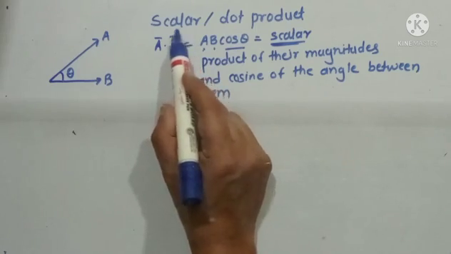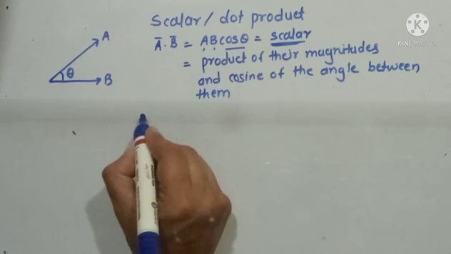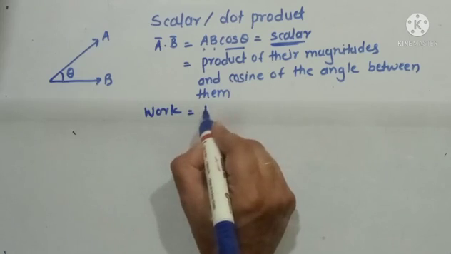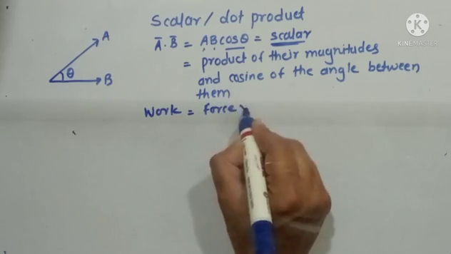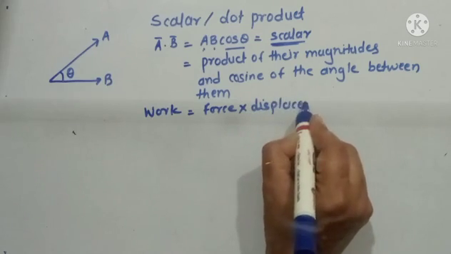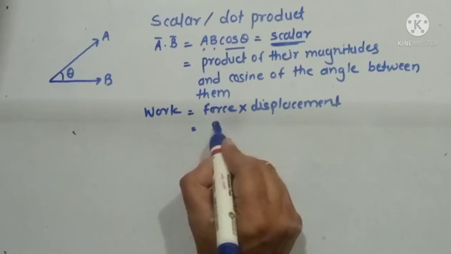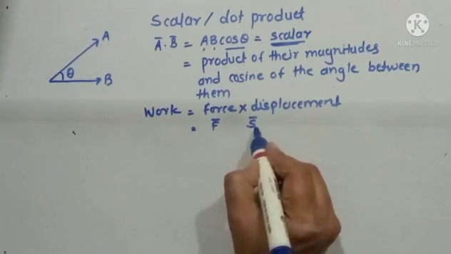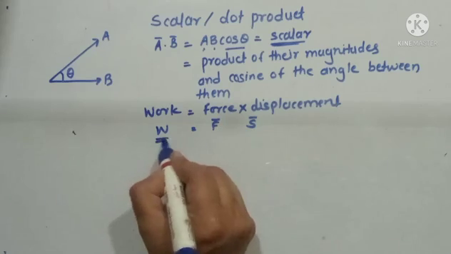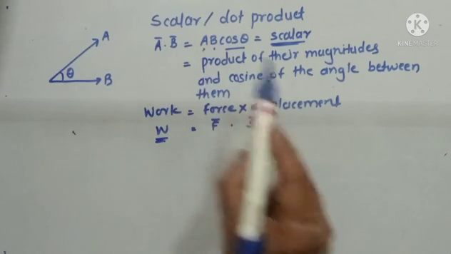In physics, we need this scalar product in many places. Suppose work is equal to force into displacement, as we know from this formula. Now this force is a vector quantity and this displacement is also a vector quantity, but their product, work, is a scalar quantity. So there are applications of the scalar product in physics.